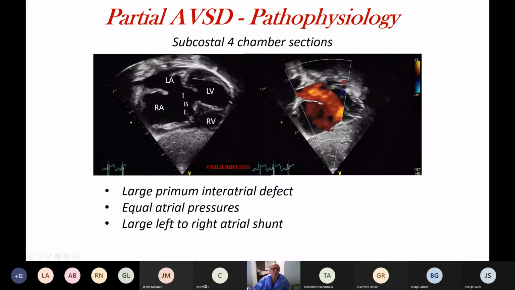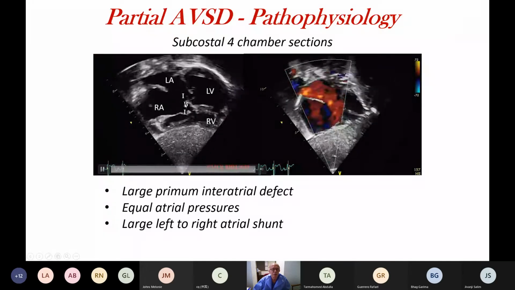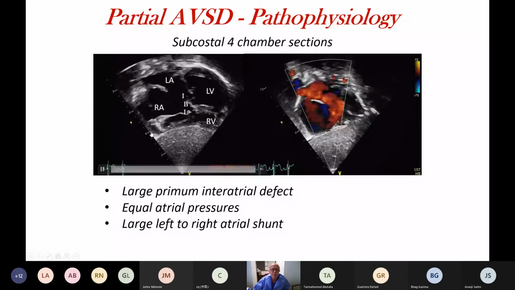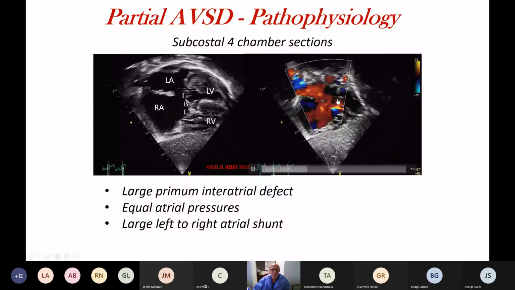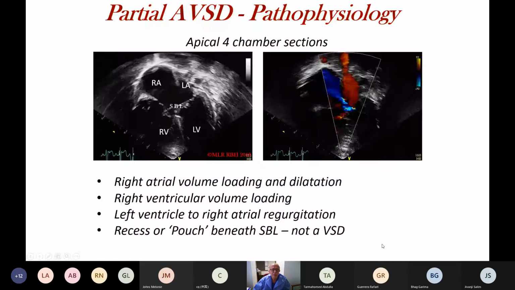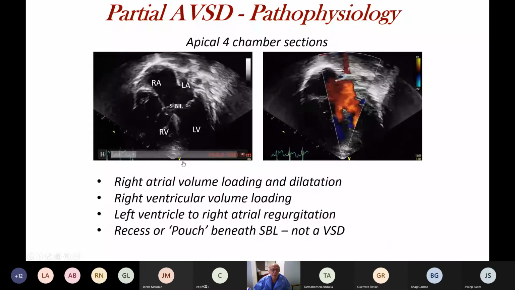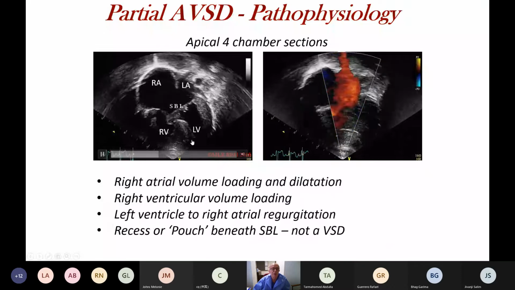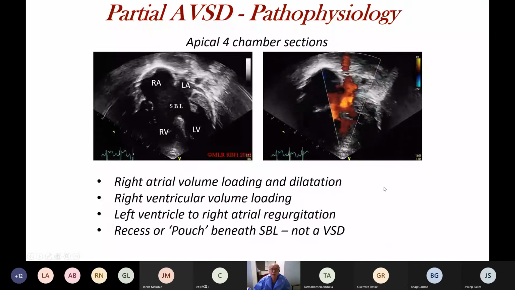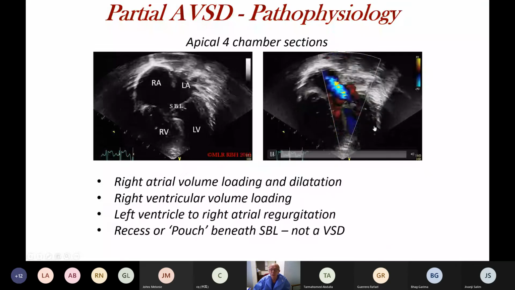This is an infant with a primum defect, subcostal view showing the inferior bridging leaflet, moderately large primum defect, color flow Doppler with left to right shunting, and then parasternal or apical four-chamber view, quite different, superior bridging leaflet, recess underneath the superior bridging leaflet, and another common finding, atrioventricular valve regurgitation.